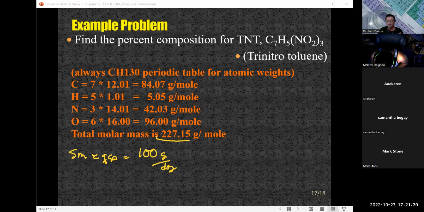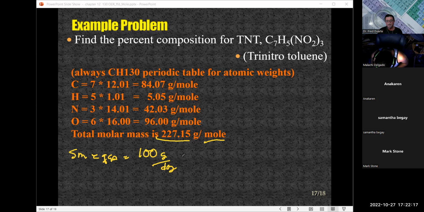Now, let me go back to this number here. If I weighed out 227.15 grams of TNT, how many moles would I have? Remember, the mole is the chemist's dozen. How many moles would I have? Look at the units of the atomic weight. What did it say? No, not 2.27. Look at the units, grams per mole. Like right here in the small eggs, it said 100 grams per dozen.